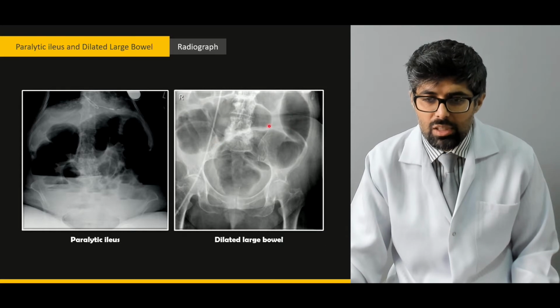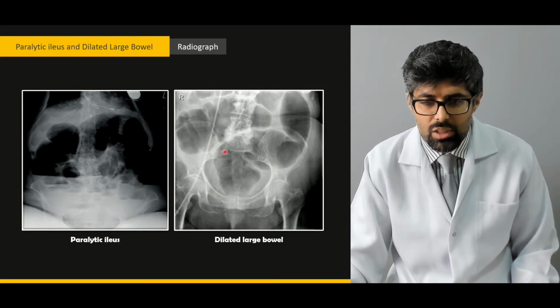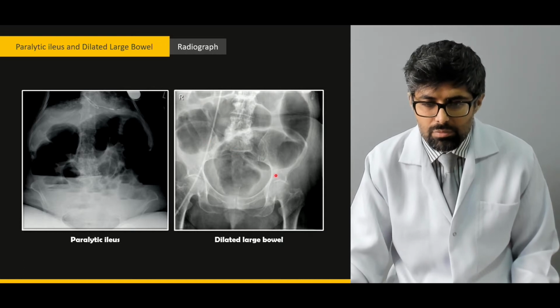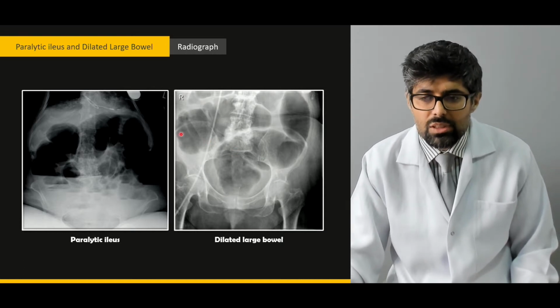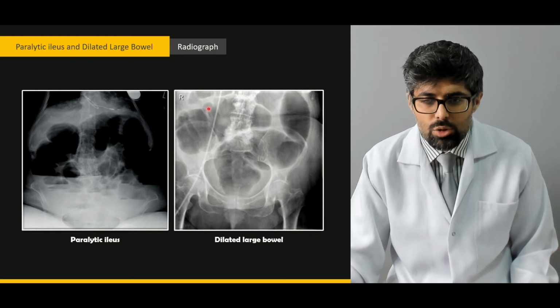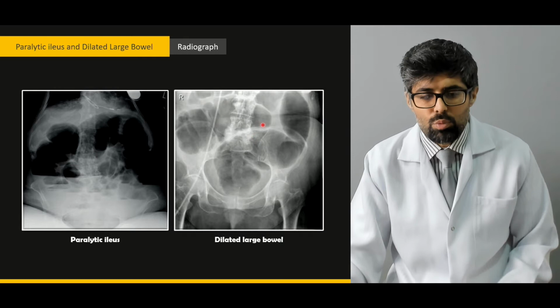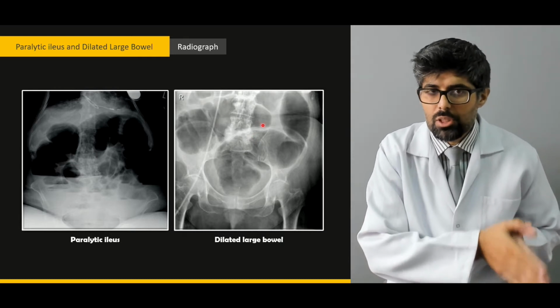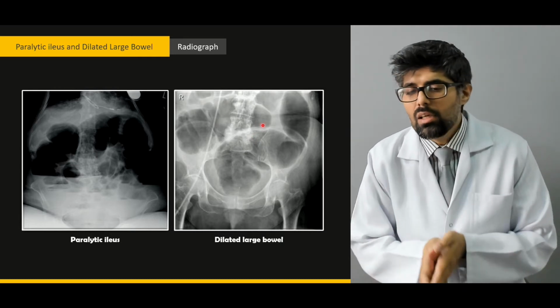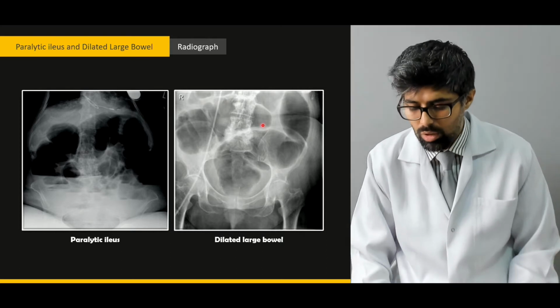where these are the haustral folds, these are the ballooning outs, this is the pelvis, and these are the haustral folds of the colon. So we have discussed both the paralytic ileus and the dilated large bowel.